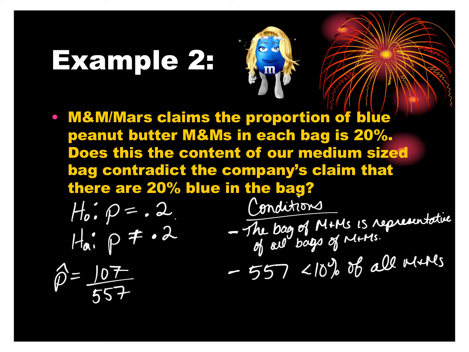When we are doing the hypothesis test, we need to check to see if, given our sample size and the hypothesized value, we would expect 10 or more successes and failures based on our hypothesized proportion. So that means np is greater than or equal to 10, and nq greater than or equal to 10. I have to use the 0.2. So 557 times 0.2 and 557 times 0.8.